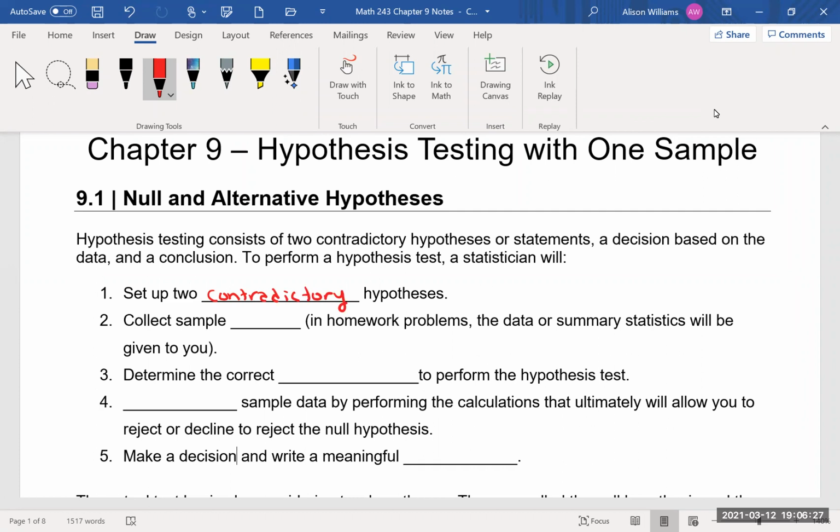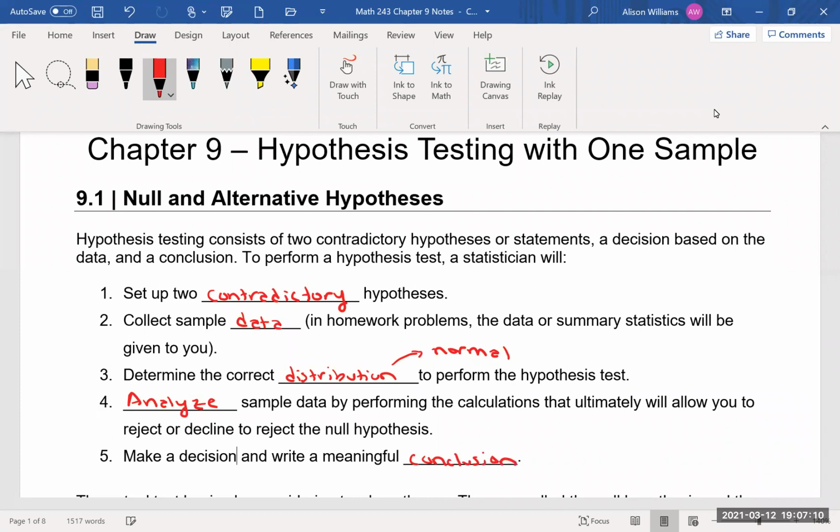And then you would collect sample data. Now, we're not going to do that. They're going to collect the data for us and we're going to analyze that data. But that's one of the steps you would do. Then you determine the correct distribution. When there are multiple hypothesis tests, you have to know which distribution to use. We only know one distribution: the normal distribution, the bell-shaped curve. And so our hypothesis test is going to use the normal distribution. Then you're going to analyze the sample data, and from there, make a decision and write a meaningful conclusion.